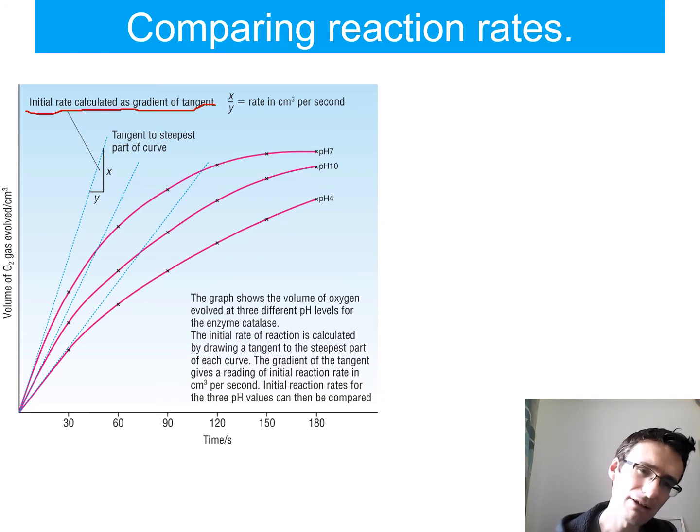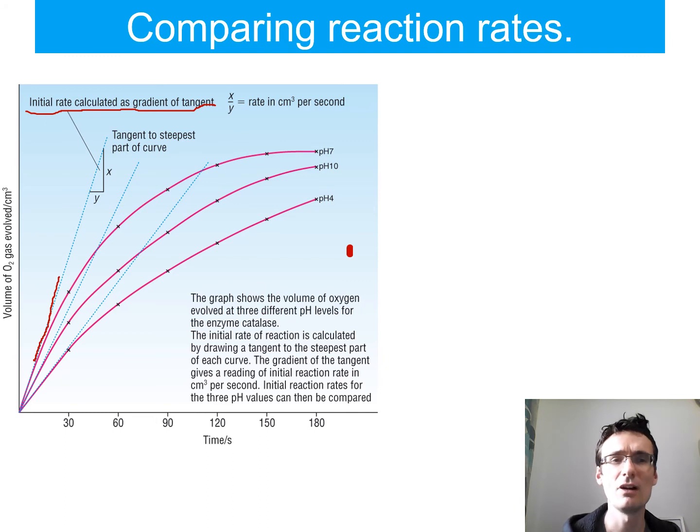So what you would do, if you were calculating this top line here, is you would get a ruler and extend your line, because it's going to be hard to measure on the actual line. Follow that blue line, and then you've got the value of x and the value of y. So let's say x had a value of 5, and y, which is the time, had a value of 2 seconds. What you then do is x divided by y, which would be 5 divided by 2, so that would equal 2.5 centimeters cubed of gas produced every second. Okay, so x divided by y.